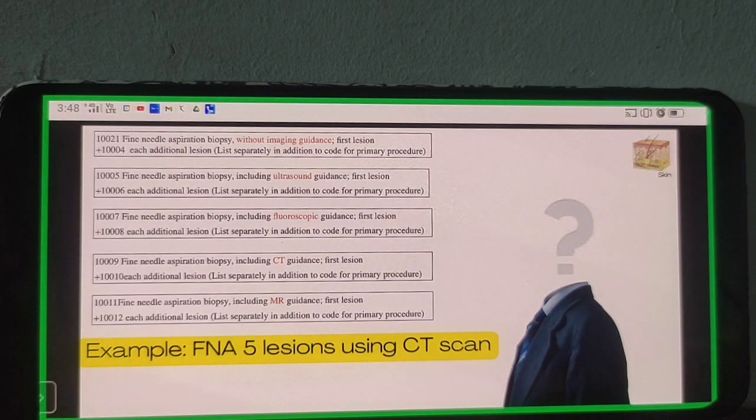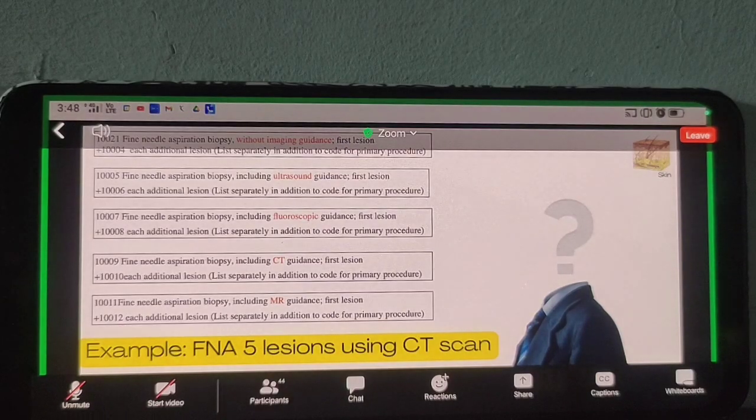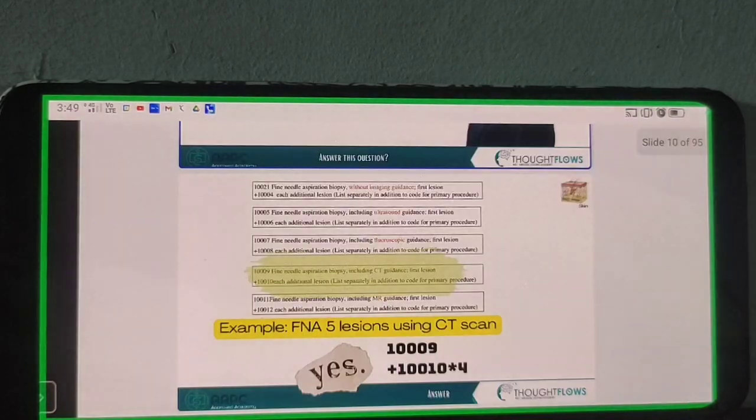Here, the procedure is FNA. And FNA means doctors obtain the fluid from the lesion. That is the process of FNA. So, according to the number of lesions and based on the guidance, you have to select the appropriate code. You have to fetch the code based on the code description only. Did you understand now? Yes, ma'am. So 5 lesions, 1,009 and 1,010 into 4.